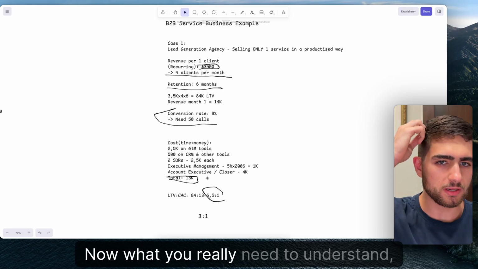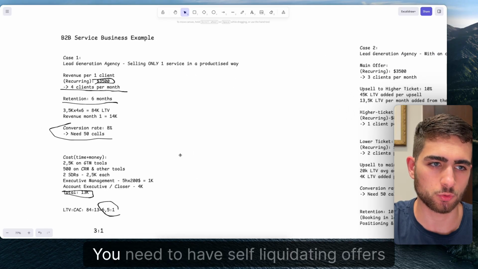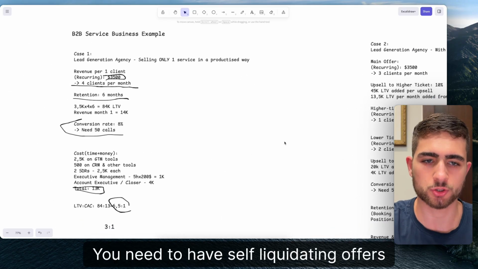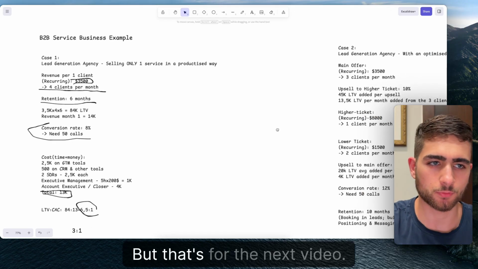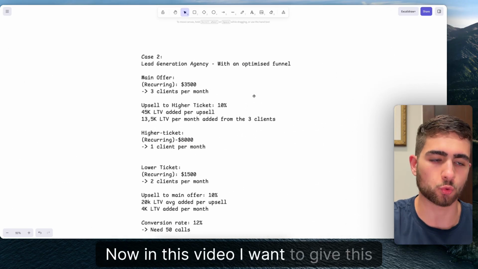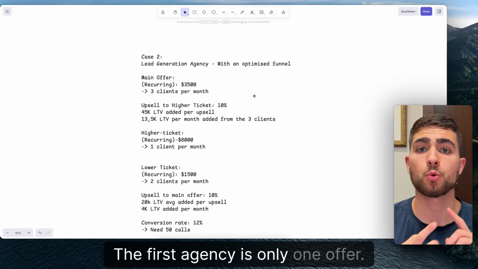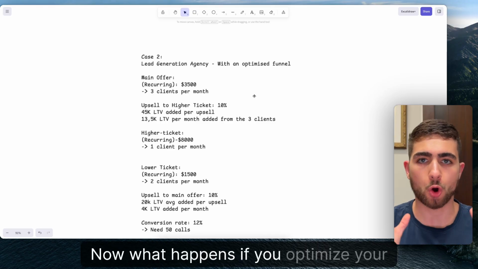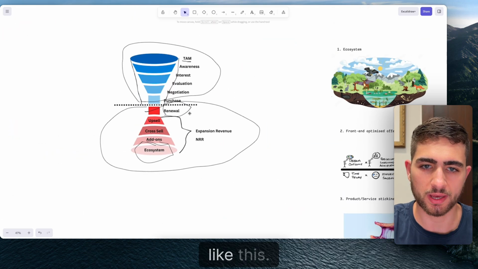Now, what you really need to understand, and I'm going to make another video on this, is the payback period. You need to have self-liquidating offers to really be able to scale anything quickly. But that's for the next video. Now, in this video, I wanted to give this comparison. The first agency has only 1 offer. Now, what happens if you optimize your funnel? If you understand that the funnel looks like this.